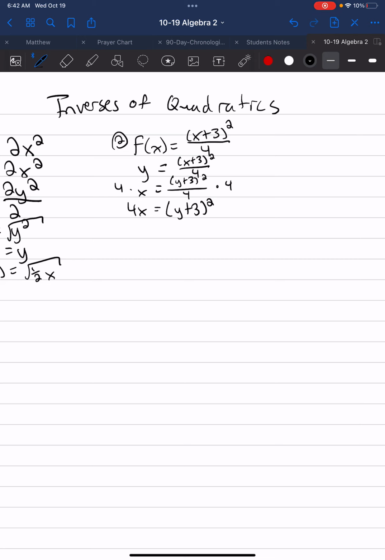Obviously, I do need to get rid of the 3, but I kind of think of it like PEMDAS in reverse, right? I've got to take care of the exponents before I can. So, taking the square root on both sides.